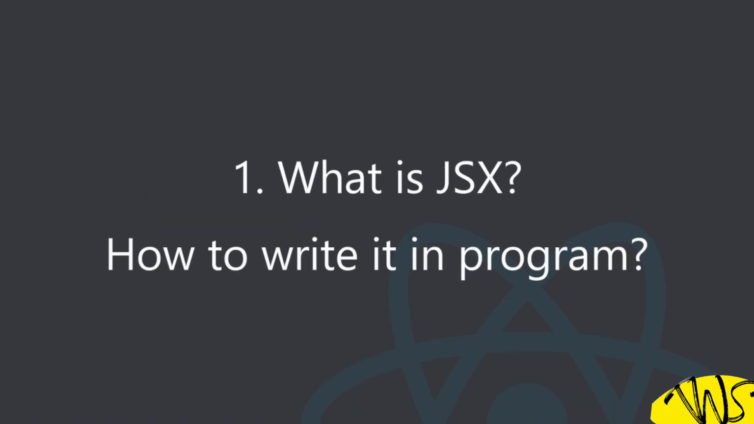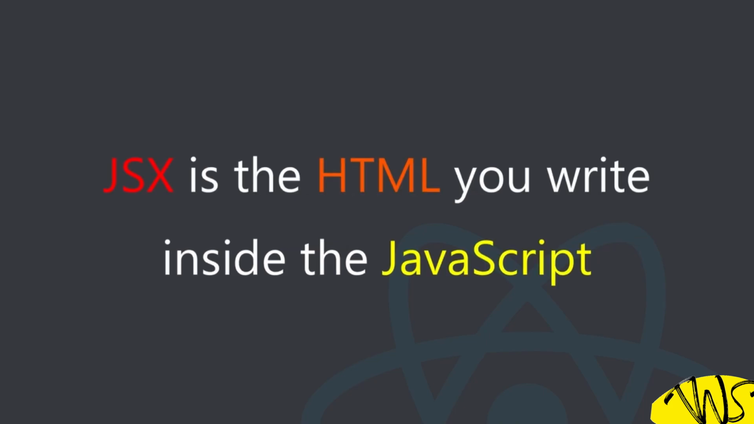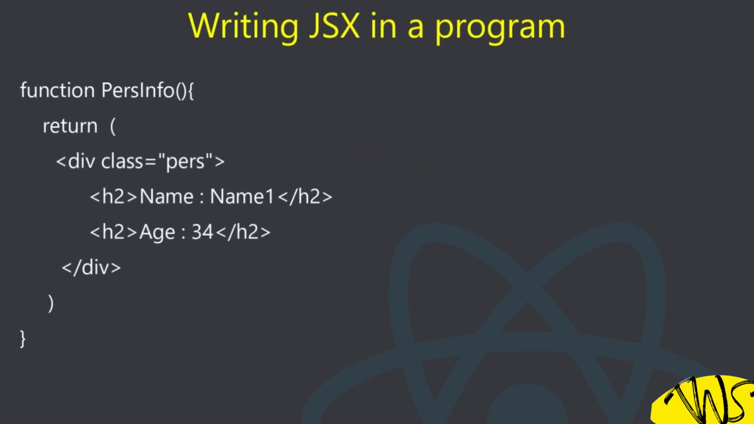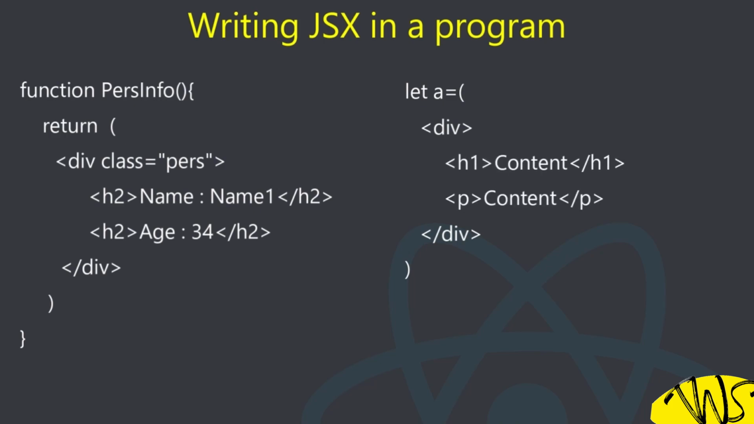The first question is, what is JSX and how to write it in program? So JSX is nothing but the HTML you write inside the JavaScript. How to write it? So basically, you write it like this. Or you may have a declaration that let A is equal to, you open the parentheses and inside that you write the HTML. Do make sure that you have a parent container. It might be a division, it might be other containers as well, which we will see as we move ahead with React tutorial. But at the moment, you can consider this as div, and you have other HTML elements inside this.